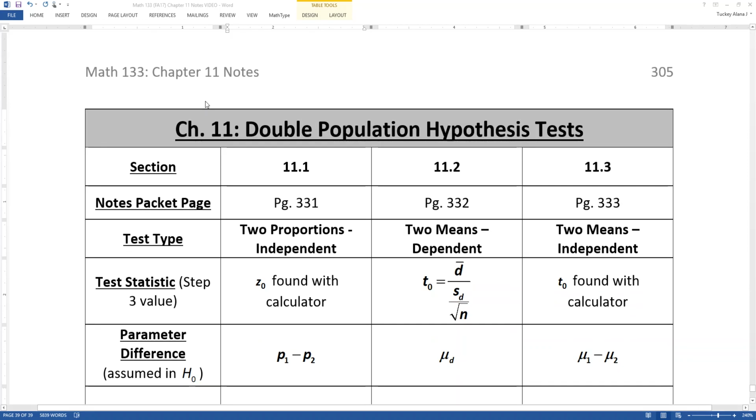Last but not least, we want to recap everything we learned about hypothesis testing for the difference in two samples, or difference in two populations. So we had three sections that touched on this: 11.1, 11.2, and 11.3.